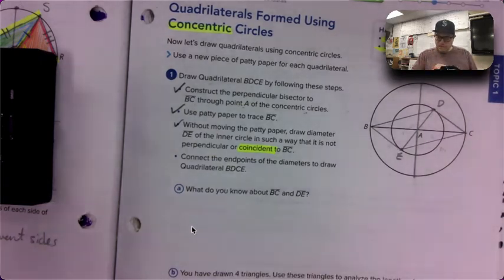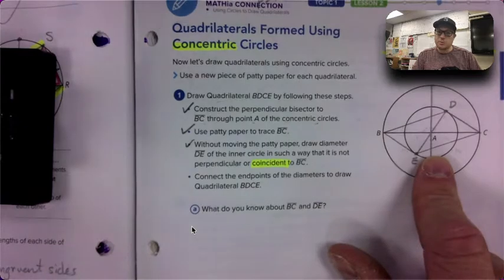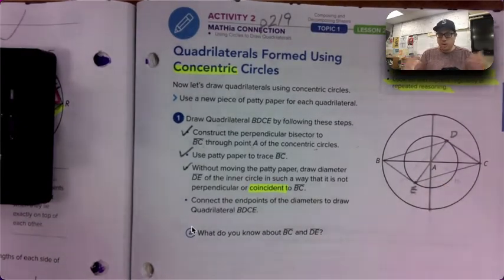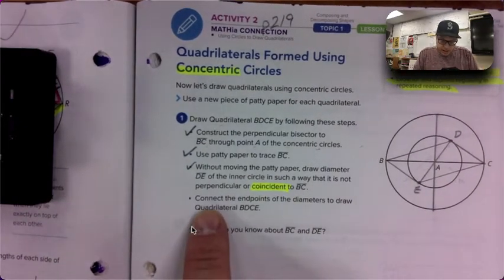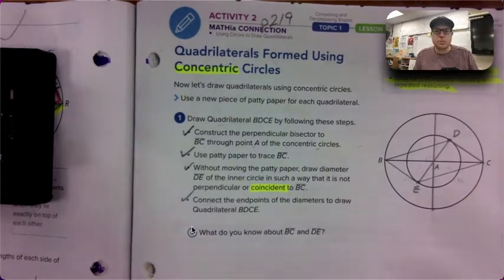Tracing paper. I'm on page 219, right? You should have already created this shape because this is part B, the second part of the video. Now, connect the endpoints of the diameters. We've done all of these pieces.